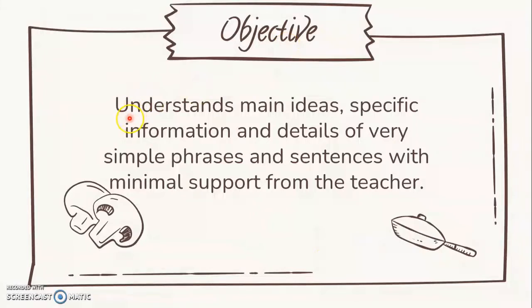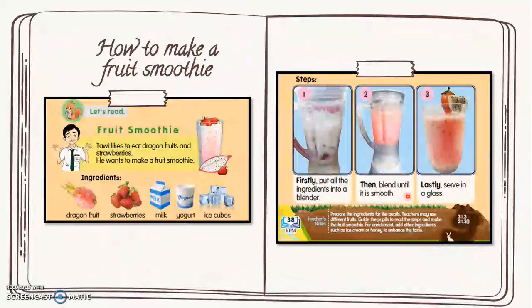Objective: understands main ideas, specific information, and details of very simple phrases and sentences with minimal support from the teacher. Today we want to learn about how to make a fruit smoothie.